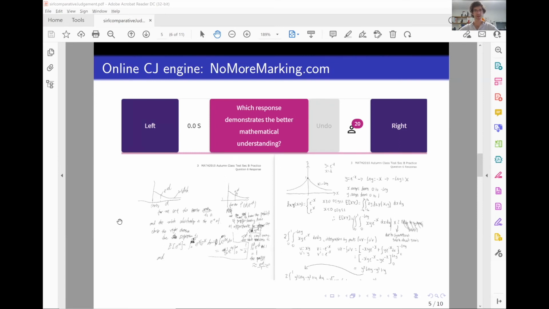It's a website called nomoremarking.com, which is aimed at school teachers, hence the name No More Marking. But here are 2 different responses to this question, one on the left-hand side, one on the right-hand side. Students have to click on left or right. They have a prompt: which response demonstrates the better mathematical understanding. And within this system, I get to impose a number of comparisons that is required, which in this case is 20, which is indicated at the top there, the number of comparisons that a student has left to do in their part of the peer assessment.